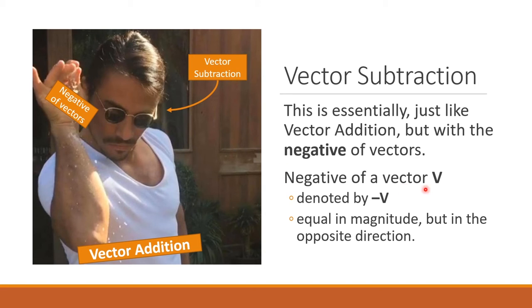So the negative of a vector v is denoted by negative v. So when you have a negative, that's the negative of a vector. They are equal in magnitude but in the opposite direction. It's like, you know, parang yin and yang, good and evil, left and right. Parang ganun lang siya. Equal in magnitude but in the opposite direction.